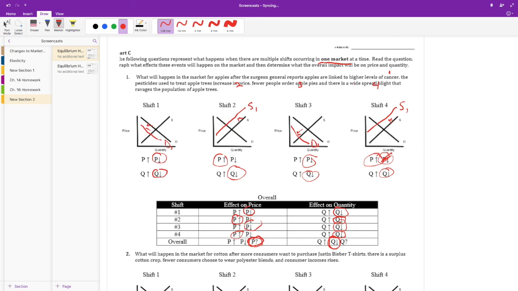Okay? So remember, if you have questions about my approach to doing this, you can check out that equilibrium video. I did a bunch of sample problems, but what you always want to do is line up what happens to price and quantity.